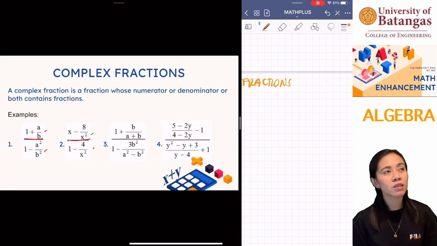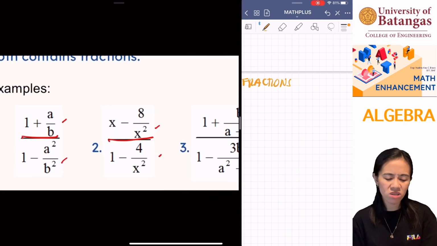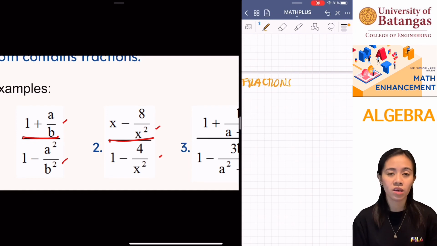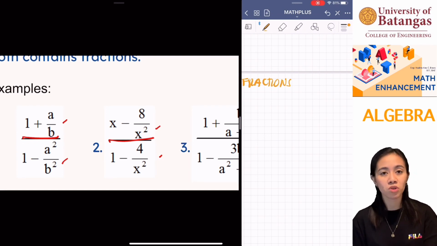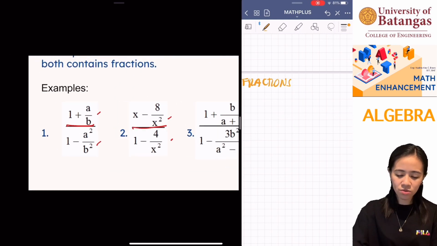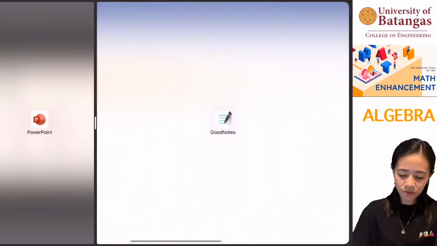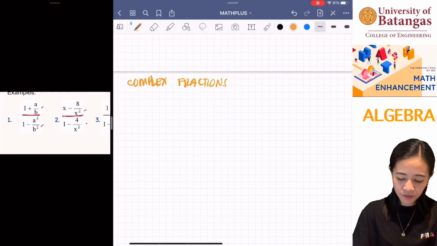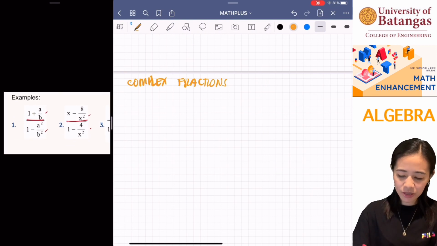By simplifying, that means, normally, since addition, di ba, you'll do LCD. Okay. Addition, subtraction, which means you'll do LCD. And then after taking LCD, we'll proceed with division of fractions naman yung i-apply natin. Okay? So, let's do our examples. Para matapos tayo agad.